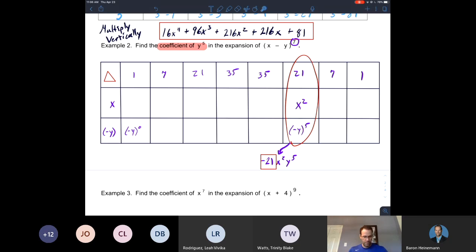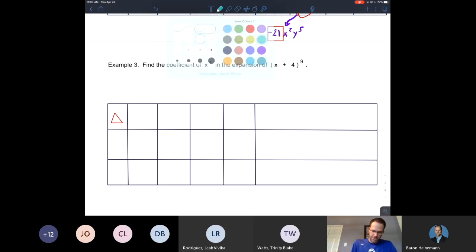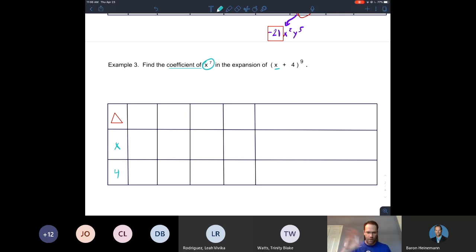Okay. Last example then, and I've already drawn a table. I didn't create this table entirely, just the first couple of terms, because this one asks for the coefficient of the x to the 7th term. Okay, well, it's x and 4. And so I won't fill in Pascal's triangle yet. We'll do that in a second.